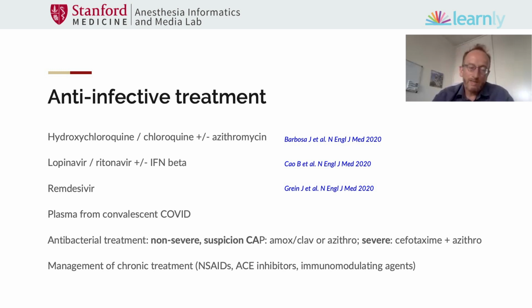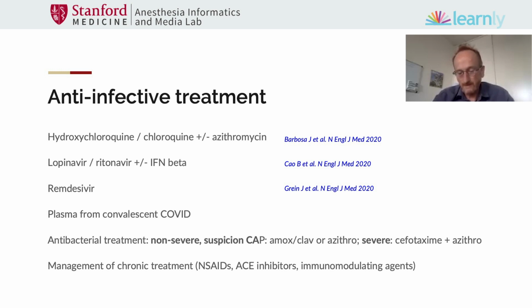And regarding the management of chronic treatment, the main message is that the patient can keep all their chronic treatment, including ACE inhibitors or even immunomodulating agents during the COVID-19 outbreaks. The only caution we have is not to use non-steroidal anti-inflammatory drugs in patients who don't have it by the time of their COVID-19.